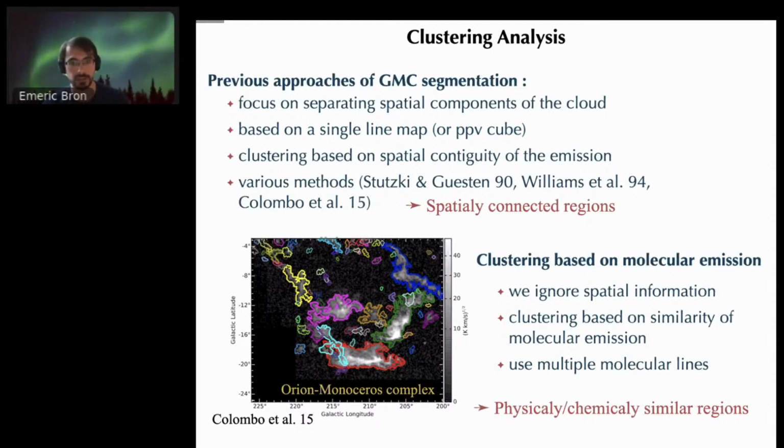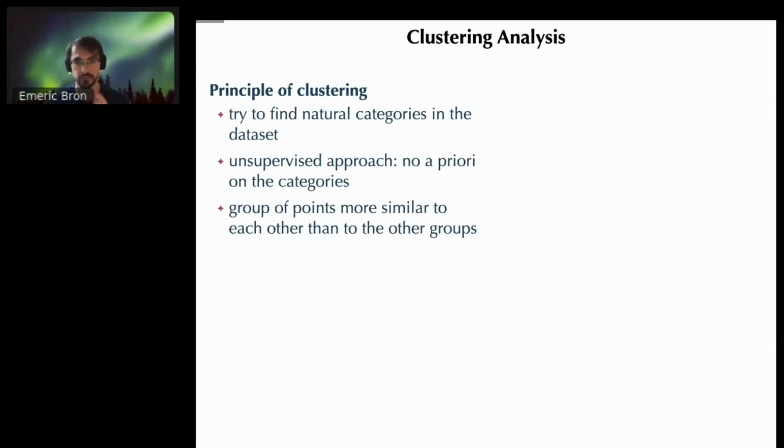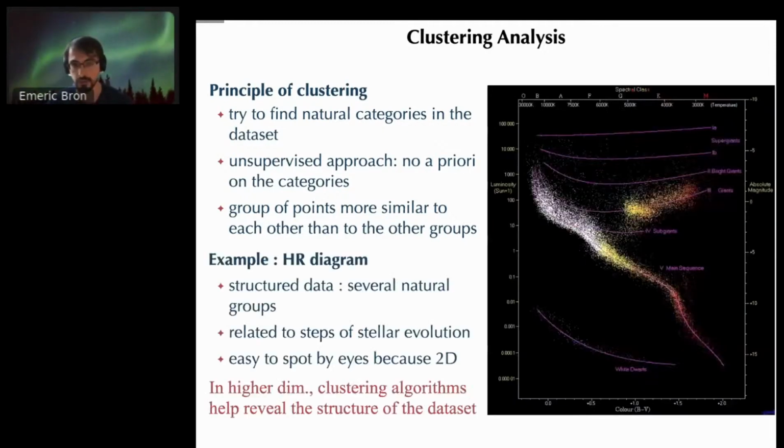And so this is what in machine learning we call a problem of clustering. To understand what clustering analysis is, the idea is to try to find natural categories in the dataset, to see if our data points will tend to naturally group themselves in different categories. Without a priori, this is what we call an unsupervised approach, we can see if our data already tells us that different categories exist.